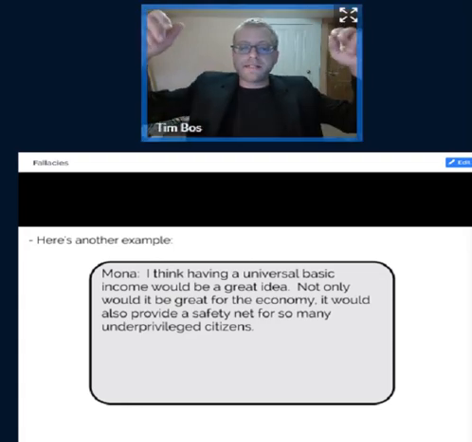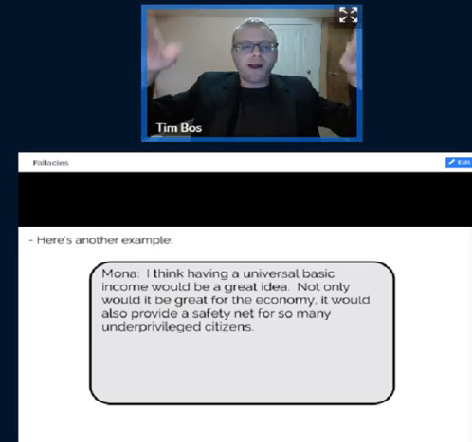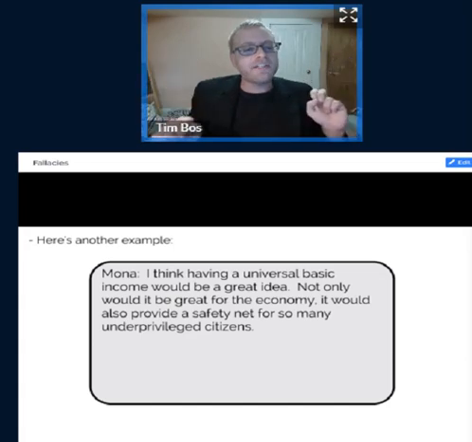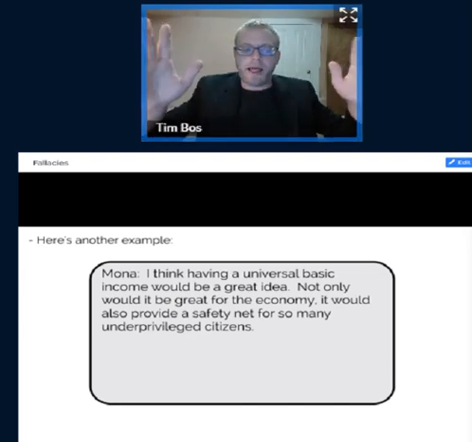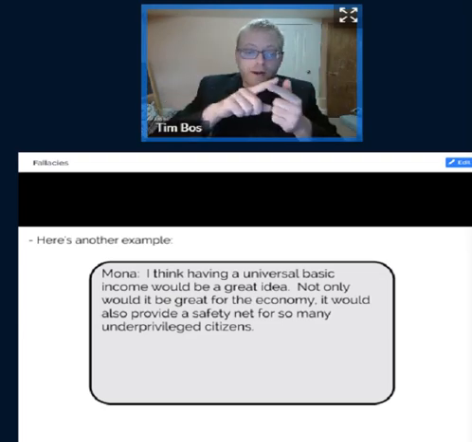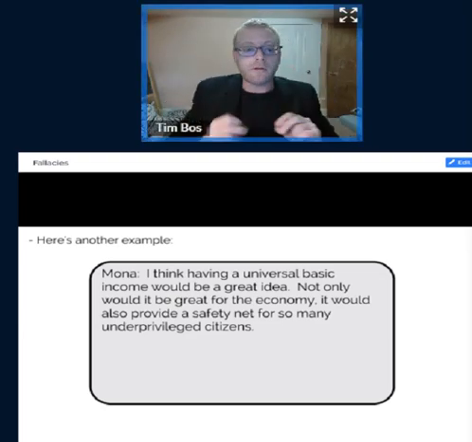Premise one is universal income would be great for the economy. Premise number two is universal income would provide a safety net for underprivileged citizens. Therefore, universal income is a great idea, right? That's how you should see it in your head. And so then what you should be concerned with is, are both of those premises true? And if they are true, does that support the conclusion?